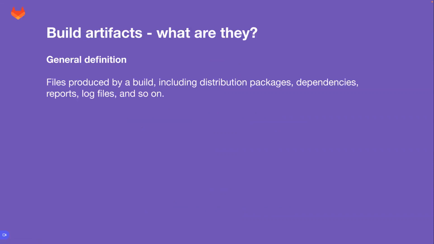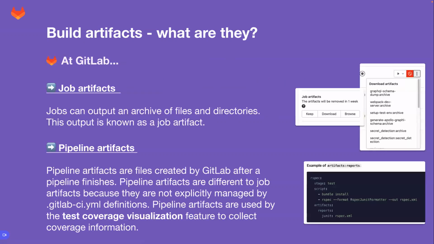So when we started this project, build artifacts was a new category to Pipeline Insights, which used to be the testing team. And I didn't really know what they were. So I figured it would be good to start with just a general definition. They are files produced by a build, and that can include packages, dependencies, reports, log files, source code, and so on. But at GitLab, we usually categorize them as either job artifacts or pipeline artifacts.